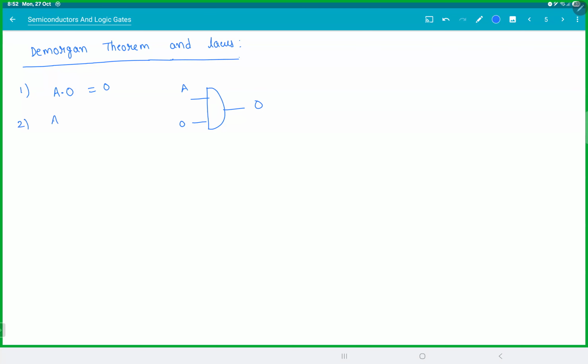What about A dot 1? So dot meaning again AND gate, one switch is always on. So if A is 0, output is 0. If A is 1, output is 1. That means A dot 1 is A only. A dot A is A only. A dot A bar, meaning if this is 0, that is 1. If this is 1, this is 0. Means it is always 0, isn't it? If one is open, the other is closed. The other is open, this is closed.